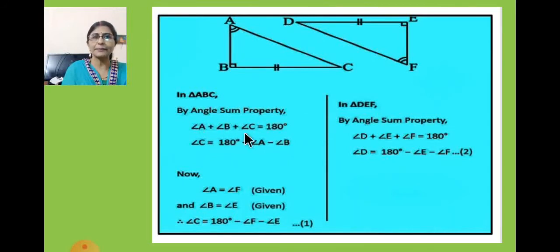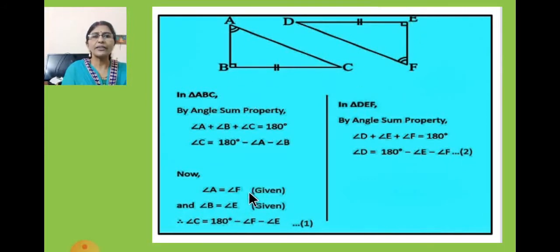Angle A plus angle B plus angle C is equal to 180 degree. Now we will keep angle C here, and take these two angles to the right side. So it can be written like this: angle C is equal to 180 degree, and this will bring it to this side, so it will become minus angle A, and plus angle B will become minus angle B. Now in this figure you can see angle A is equal to angle F, given. So we'll write angle A is equal to angle F, given. Similarly, angle B is equal to angle E, given.